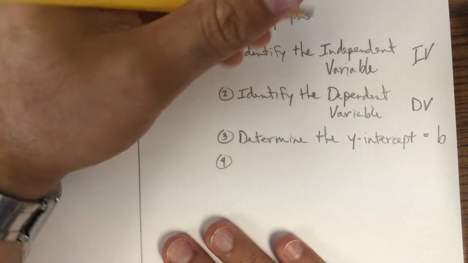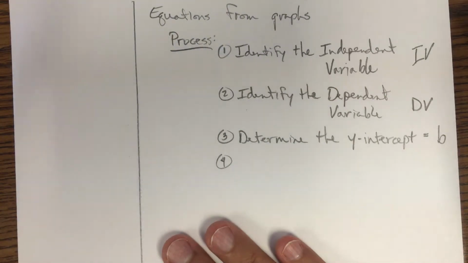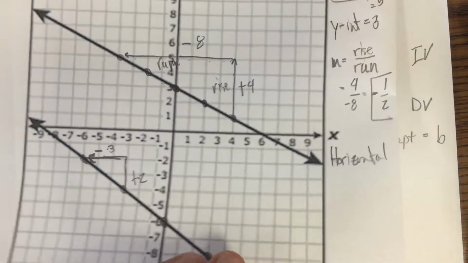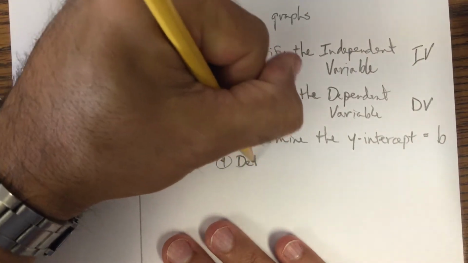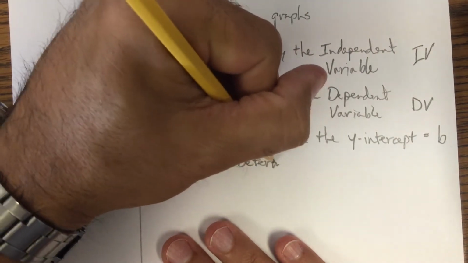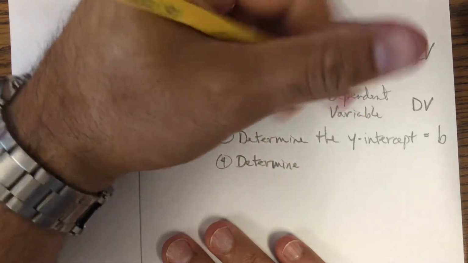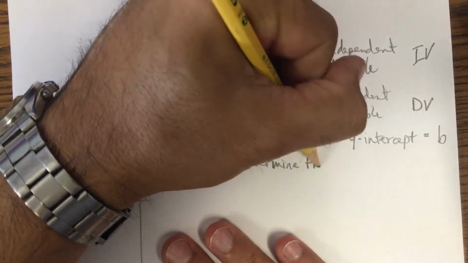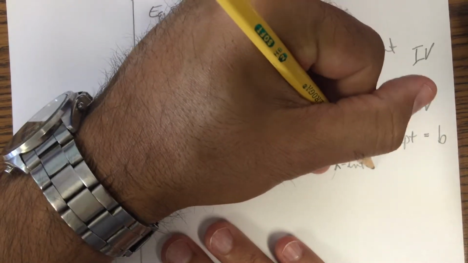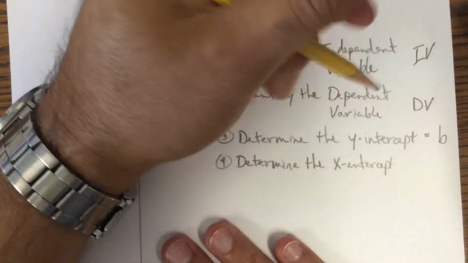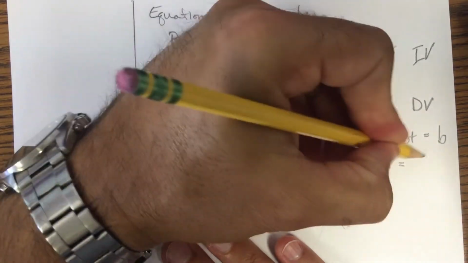Step number 4. I'm going to include step number 4. We didn't do it particularly on this example, but I'll show you in just a second. It is something that we need to know. It is something that we need to be able to figure out. We need to be able to identify, we need to determine the x-intercept. And sometimes this is called the zero.